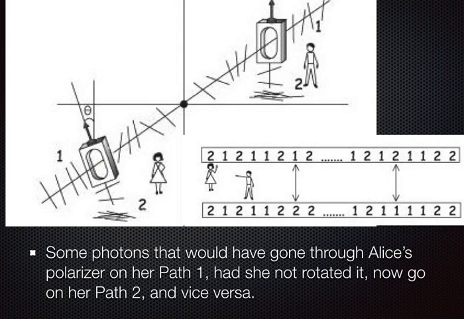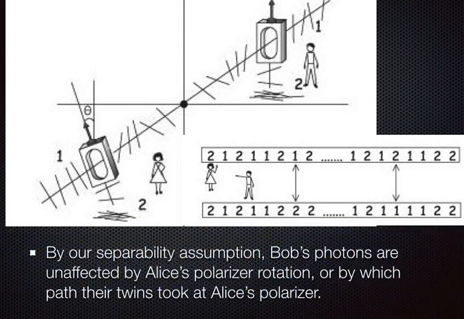So let's say that she rotated hers to a slight angle where she has a mismatch rate of like 5%. So they do 100,000, and 5% of those are mismatched because that's how much they did in the rotation. By our separability assumption, Bob's photons are unaffected by Alice's polarizer rotation or by which path their twins took at Alice's polarizer.